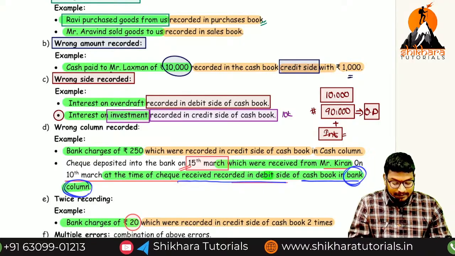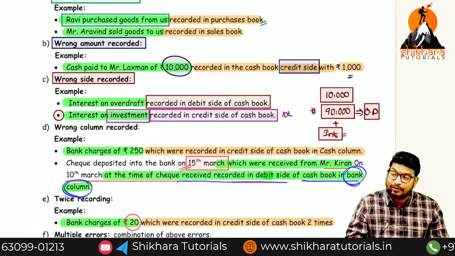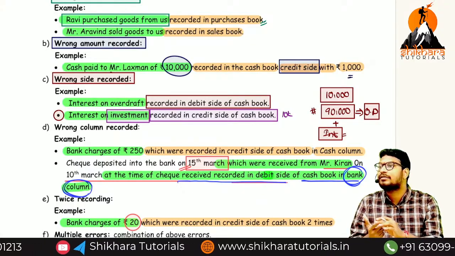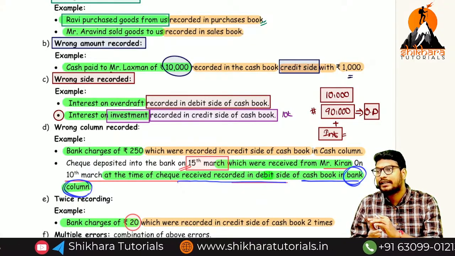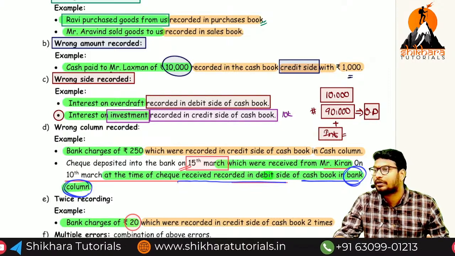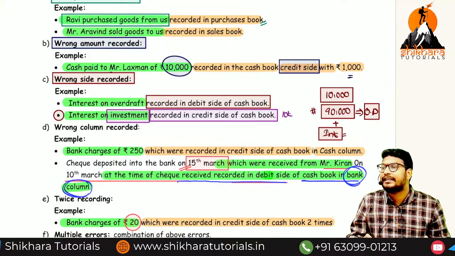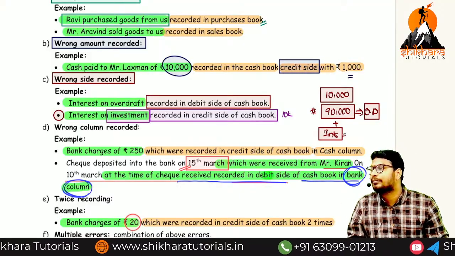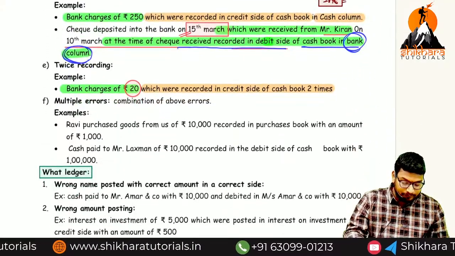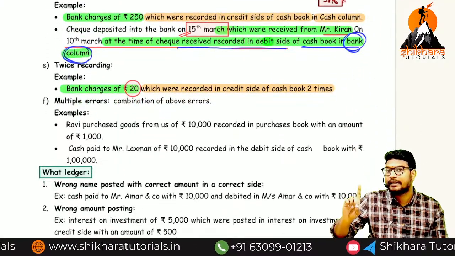Now multiple errors. Multiple errors means what, ma? Combination of both. That means what, ma? Wrong amount recorded, wrong side recorded, like that. Wrong book recorded, wrong amount recorded. So by combination of any 2 types of errors from above, it is called as what, ma? Multiple errors. Try to understand this one. This is important, ma.